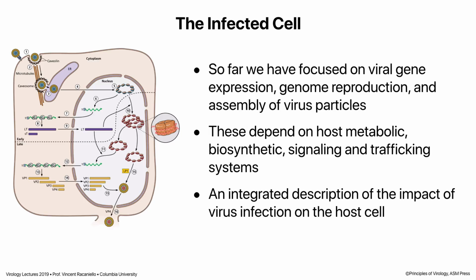Now remember that everything a virus does in a cell depends on metabolism of the host. It depends on biosynthetic and signaling pathways of all different sorts, trafficking, of course. And so what I'm going to do today is give you an integrated description of what virus infection does to the host cell. So there is an infected cell. It's one of the two parts of a virus. A virus is an organism with two phases, the virus particle and the infected cell. And that infected cell has been completely changed to making virus particles. So that's what I want to give you a sense of today, how that happens in different ways.